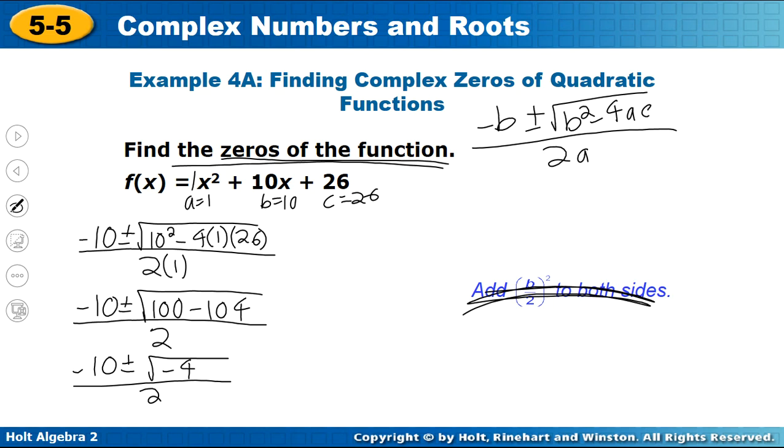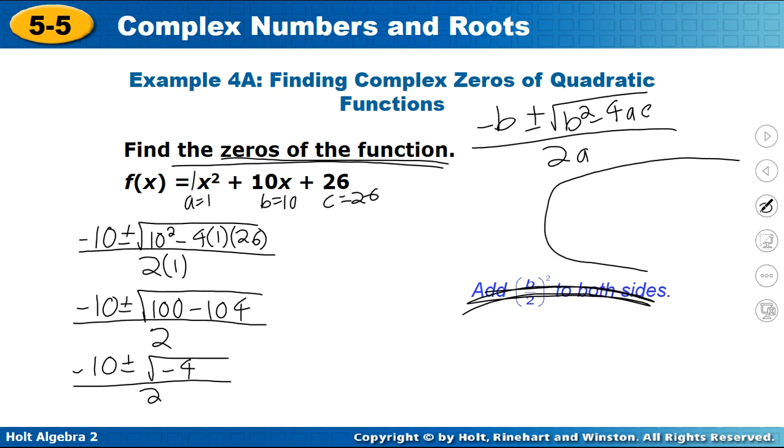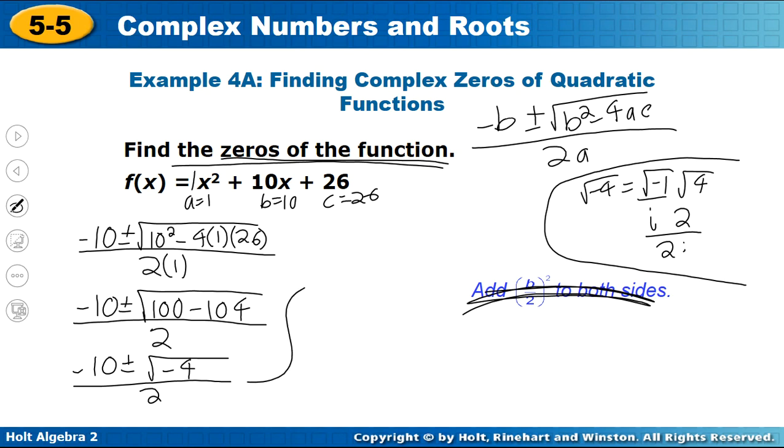So let me go ahead and do that over here, kind of some side work. So the square root of negative 4. Remember, always separate the negative from the number. So I'm going to separate the negative from the 4. The square root of negative 1, we're going to call this i. And the square root of 4 is 2. So this is going to be 2i, basically. So let's go ahead and change it over here. Let me continue this way. So I have negative 10 plus or minus 2i over 2.